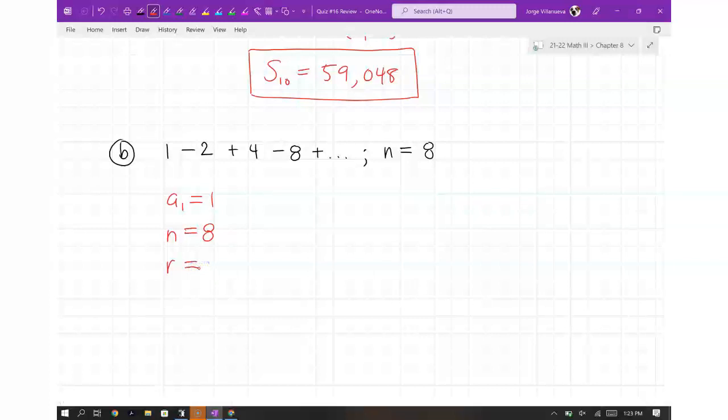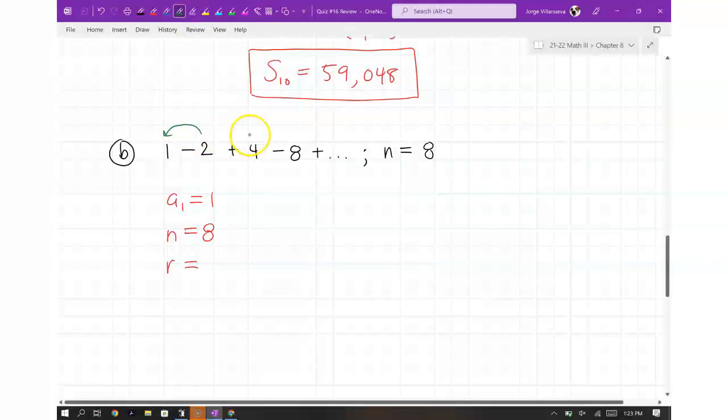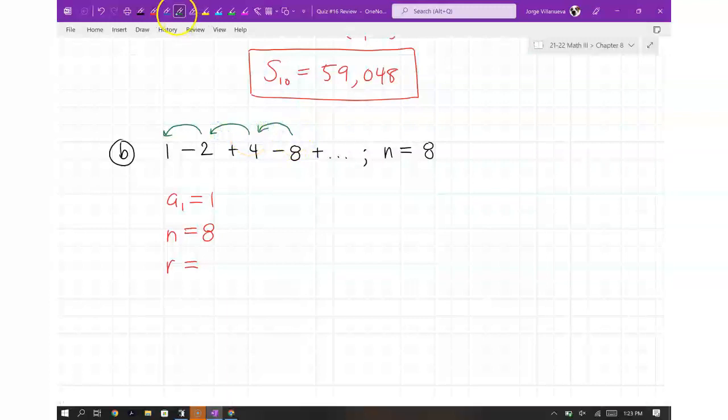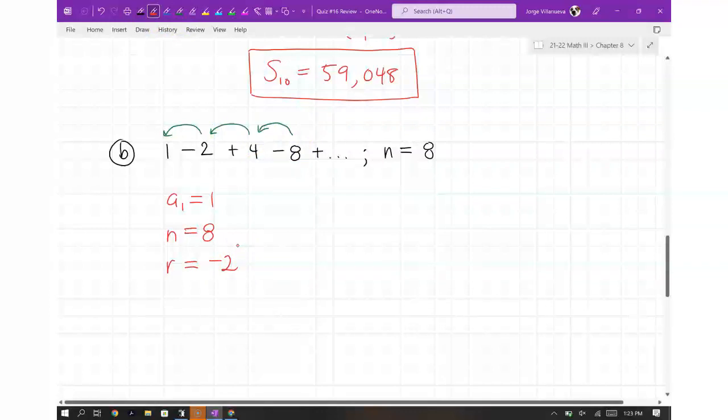You got to look at your numbers. You're going from -2 and you're dividing a 1. 4 divided by -2. -8 divided by 4. What's that r value? -2. And now that I have those 3 things, I can now just punch it into a calculator using this formula. So again, I'm just going to write the formula. That's what I usually do.